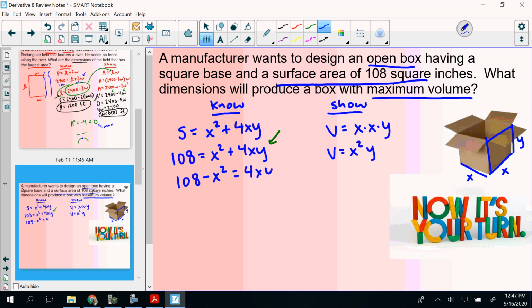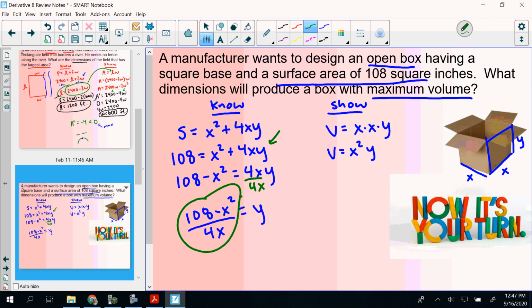And then let's divide here by 4x to get y alone. So we got to divide the other side also by 4x. Now we're going to take this result and plug it in for our y over here. And hopefully you did the same.